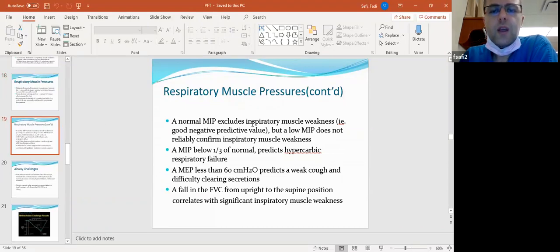Now, a normal maximum inspiratory pressure excludes inspiratory muscle weakness. But a low maximum inspiratory pressure does not confirm inspiratory muscle weakness. So what they tell you is that sometimes the effort will not be very good. So if it's normal, then the patient does not have muscle weakness. But if it's low, make sure it's not the effort, okay? Now, when the maximum inspiratory pressure reaches below 1/3 of normal, then that's when you start retaining CO2, okay?